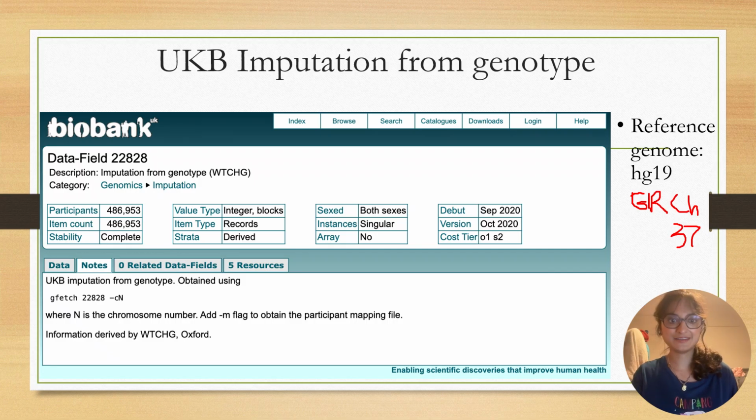That's what it will have there, GRCh37. And you can see these are the participants, but of course our numbers will differ. But this is just how you can find out certain information on different data fields in the UK Biobank resource. And you'll notice that we will be calling this field UKB, this number, for the genotype information.